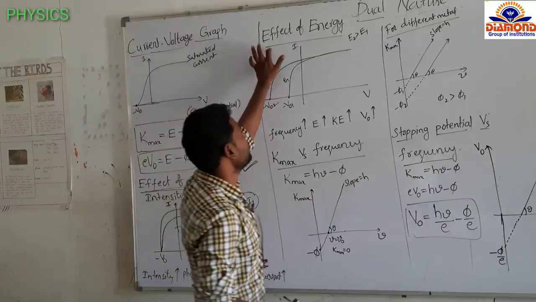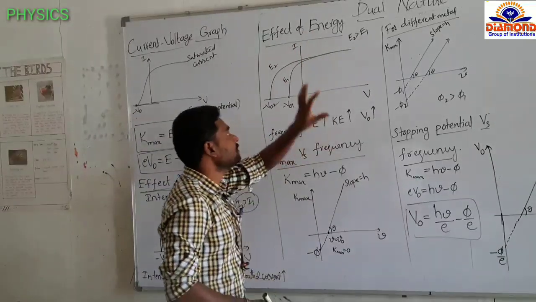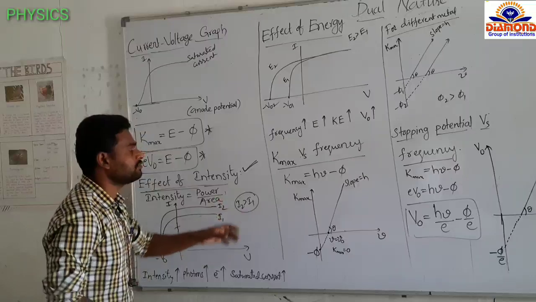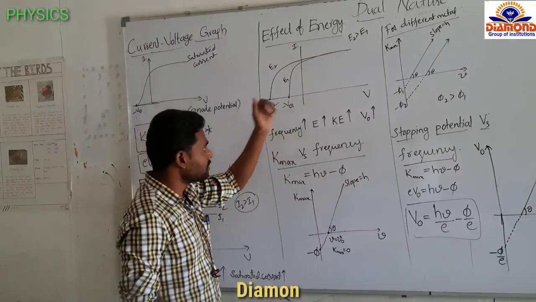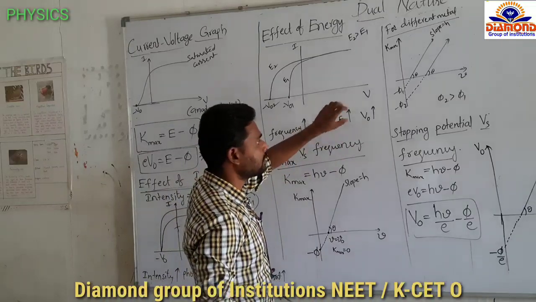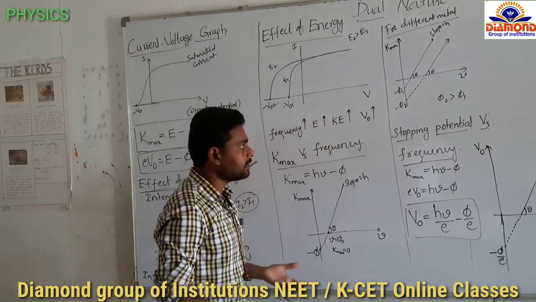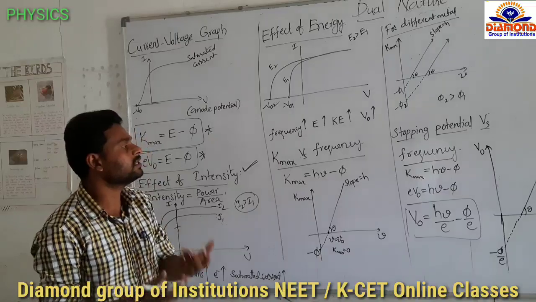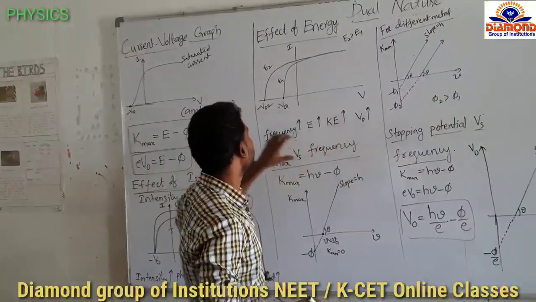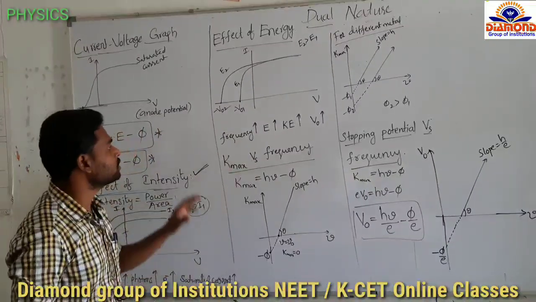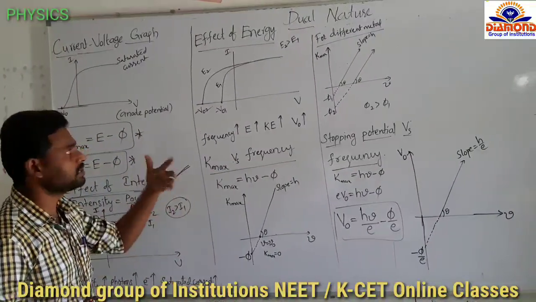And the next graph is the effect of the energy. If the frequency of the source increases, the energy of the photon increases. The energy of the photon increases, so the kinetic energy of the electron increases. To stop that electron, we need more energy, so the stopping potential also increases. But if the frequency increases, that does not show any effect on the saturated current.